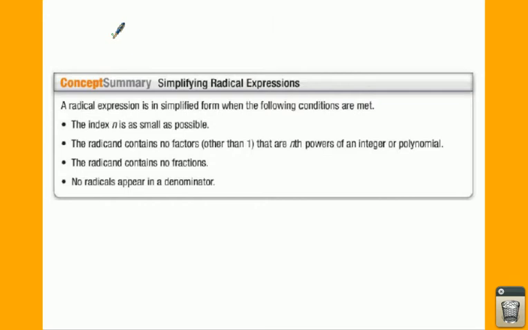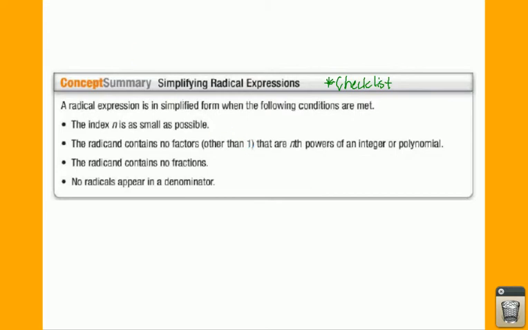Simplifying radical expressions, a few things you need to keep in mind. You have a pretty little checklist here. These are all things you need to look for when you are simplifying. The index n is as small as possible. Okay, so it's either 2, 3, 4, 5 rarely, but maybe. The radicand contains no factors other than 1 that are nth powers of an integer or polynomial.